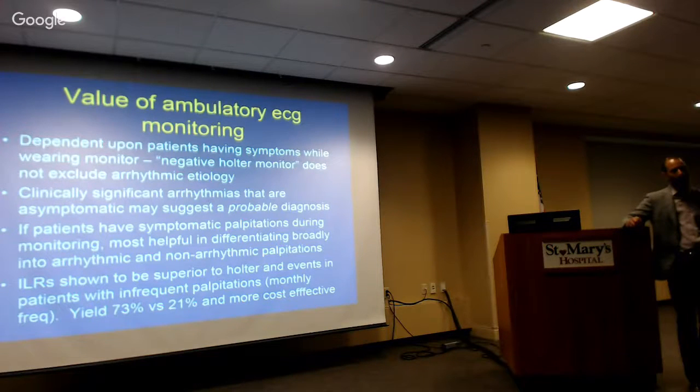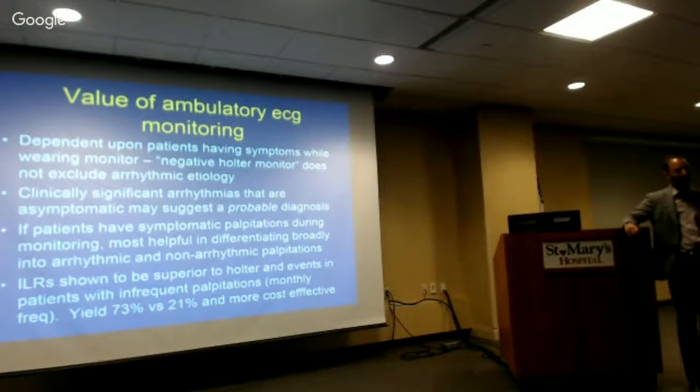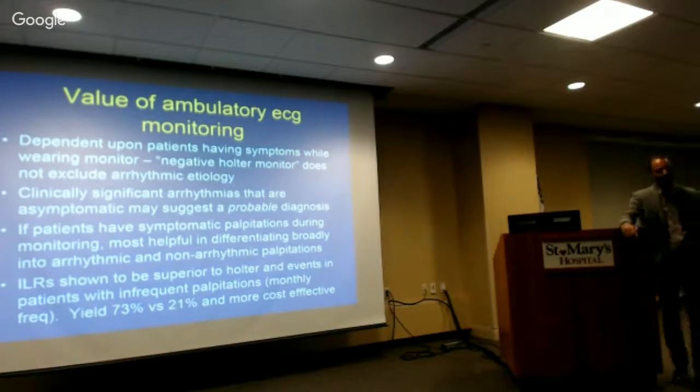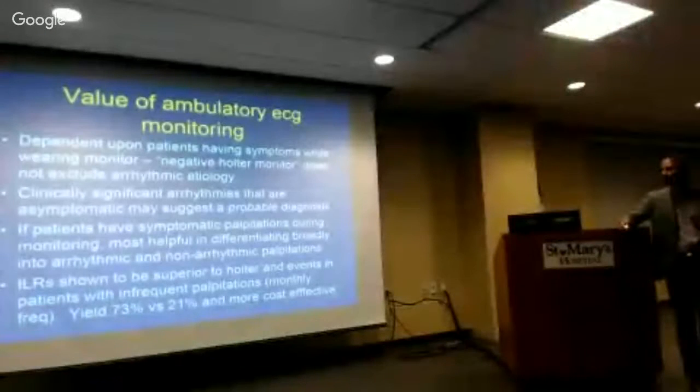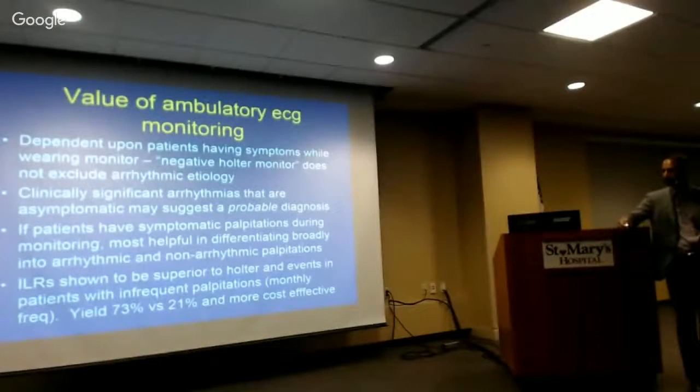If they have symptoms and there's no arrhythmia there, that tells you something, that their symptoms are probably not related to an arrhythmia. And if they're having symptoms and there's definitely an arrhythmia there, that tells you something as well. But everything else is the gray zone. If patients have very infrequent arrhythmias, like every few months or every several months, but you're concerned about them, you may want to consider an implantable loop recorder.